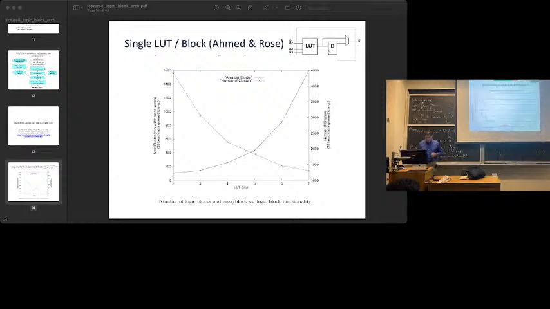Okay, so when they put all that together, just count up how many of them you need and what was their area, including all their routing, this is what they get. Their best area actually occurs at a lookup table size of 5, with 4 and 6 not being too far off.